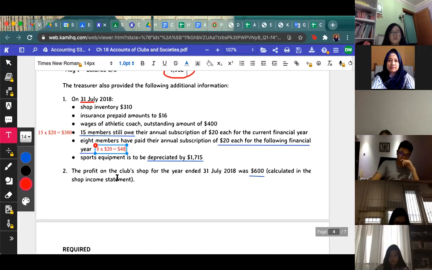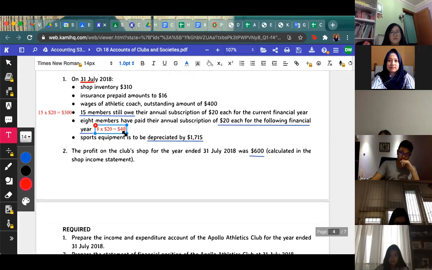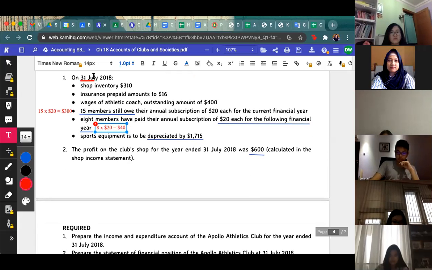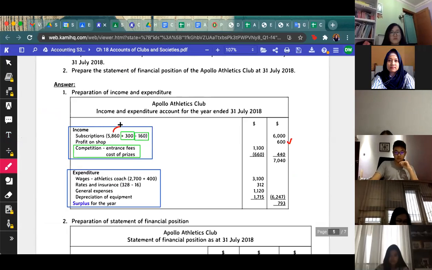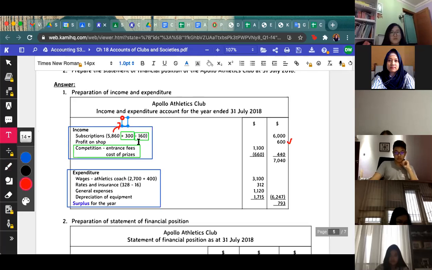So this 160 is a prepaid at the end, because it is 31 July. Prepaid at the end has to be deducted. So that's the reason why 5,860 plus 300 and minus 160. And where do you get this 5,860? You will get it from the receipts and payments.